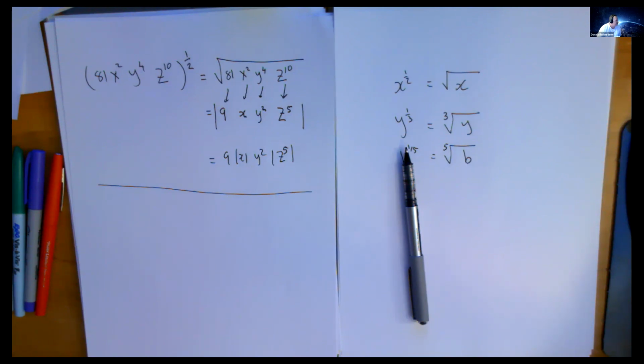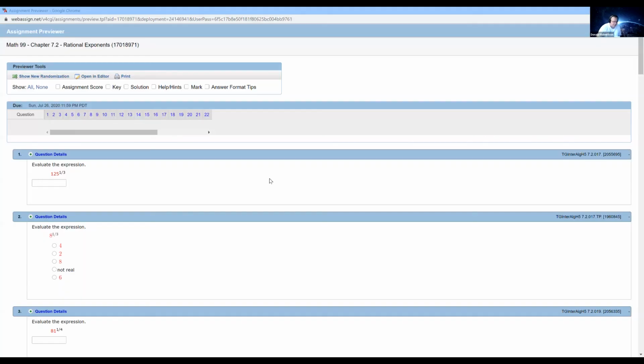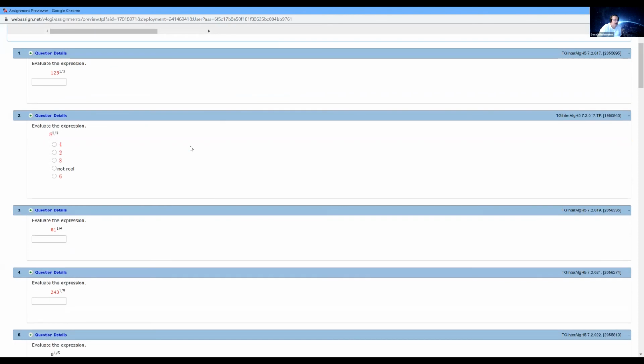Fractional powers, at least halves, quarters, thirds, at least those seem to transfer into something that we've already seen how to work with. So there are 31 questions here. So let's look at some, see where things are going.